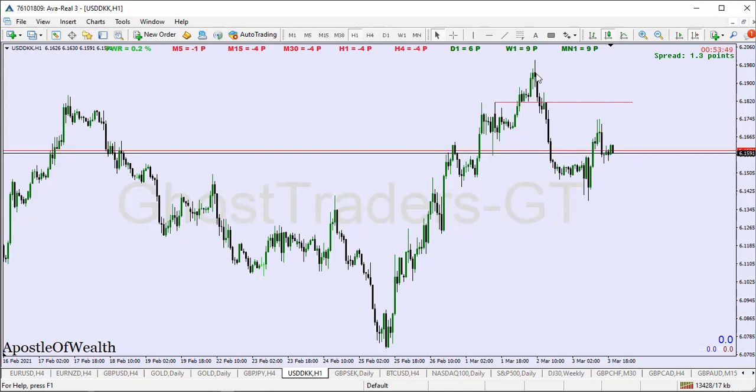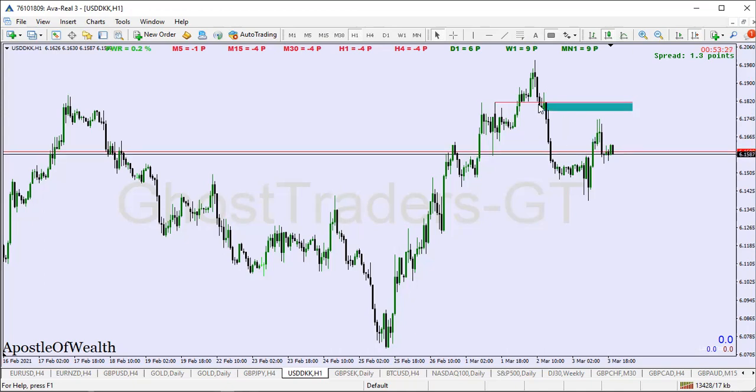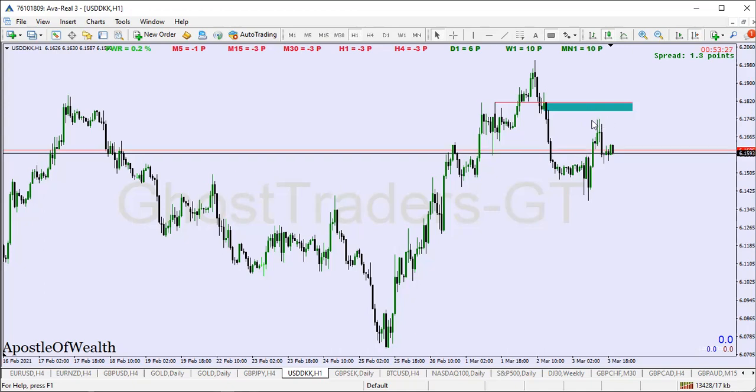So if you also look at this level here, we also have a base, this candle here, okay? And then we have bearish candles. So this is a breaker, okay? If you don't know what a breaker is, you can go back to the previous videos about breakers and watch that, okay?